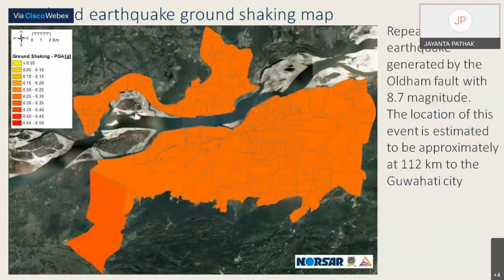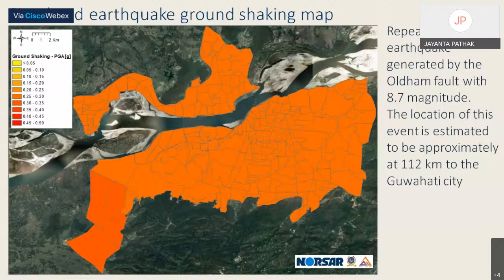So this is one scenario that we created, the 1897 earthquake of 8.7 magnitude. This is how the intensity is distributed over the entire city. As you can see, the city has a lot of alluvium deposit. This is the river Brahmaputra flowing through. You can see a lot of alluvium deposit. Of course, Guwahati has 18 hills, and some of them are very steep and rocky hills.